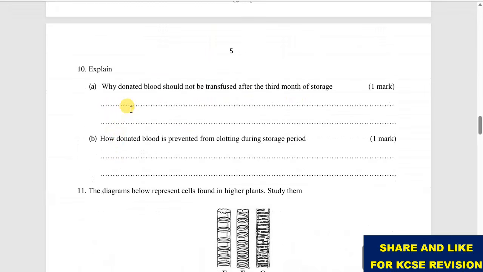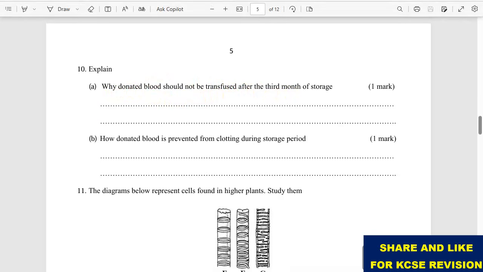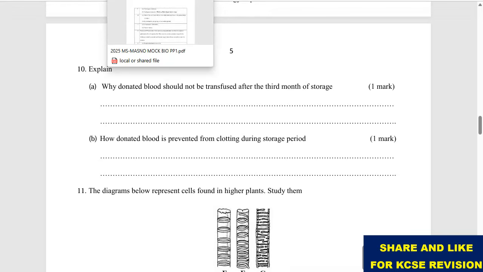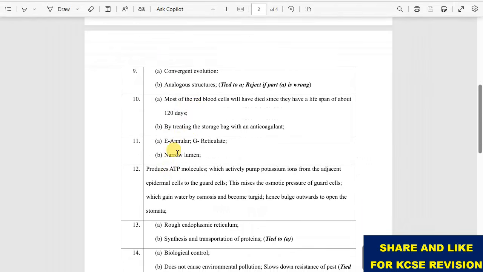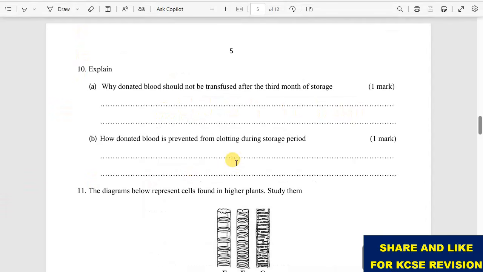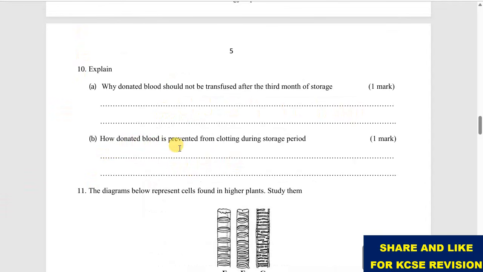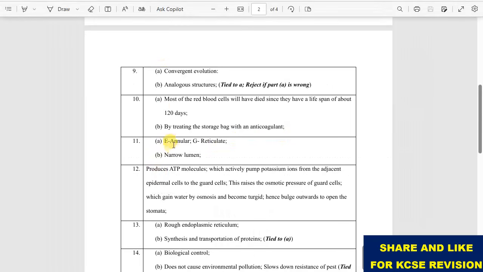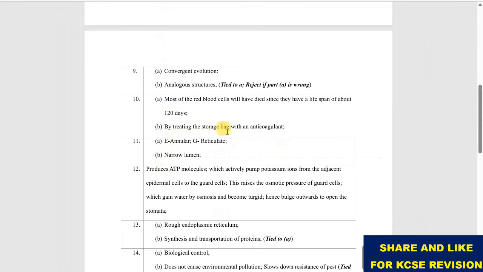Explain why donated blood should not be transfused after the third month of storage. Most of the red blood cells could have died since they have a lifespan of about 120 days. How is donated blood prevented from clotting during the storage period? By treating the storage bag with an anticoagulant.